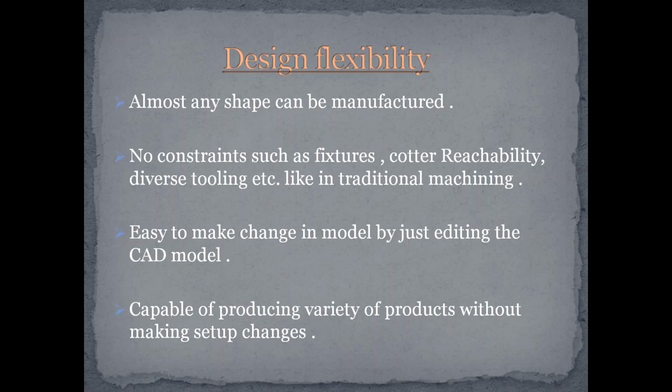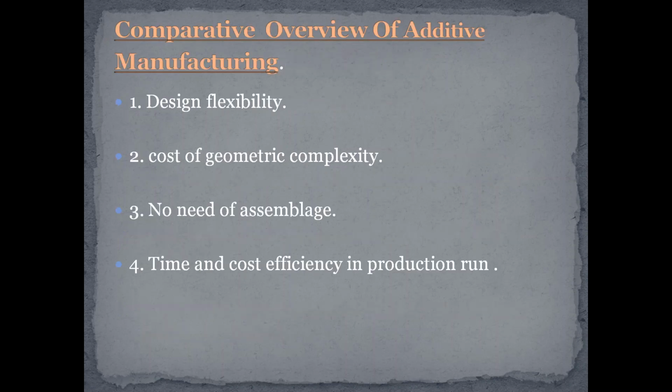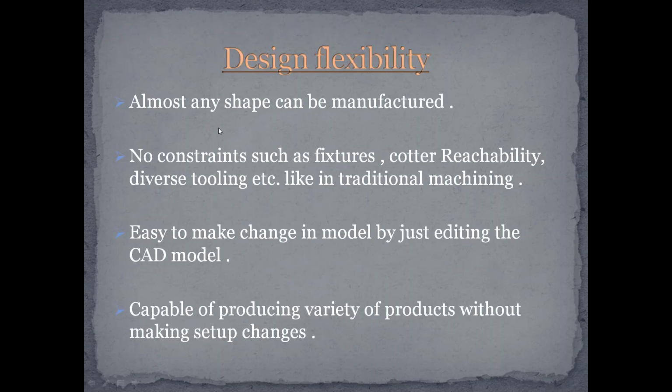This is design flexibility. I have to explain what design flexibility is. My first point is that almost any shape can be manufactured. There are no constraints such as fixtures, tooling, and so on, like in traditional machining. It is easy to make changes to the model by just editing the CAD model. It is capable of producing a variety of products without making step changes.